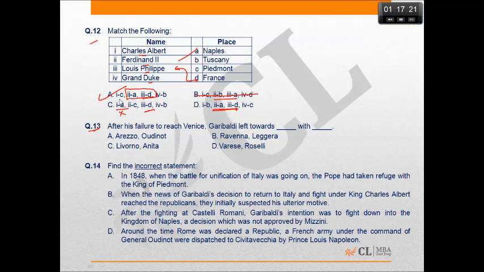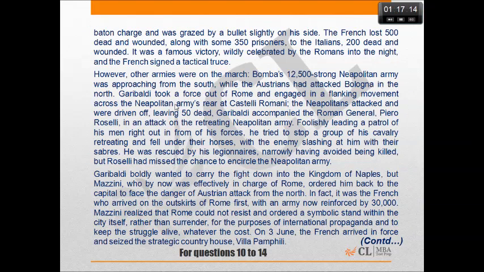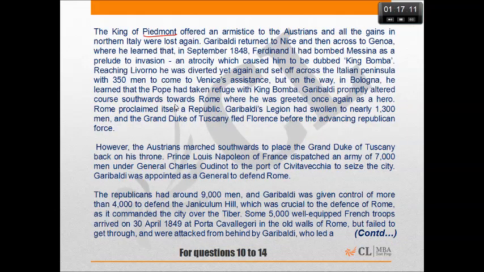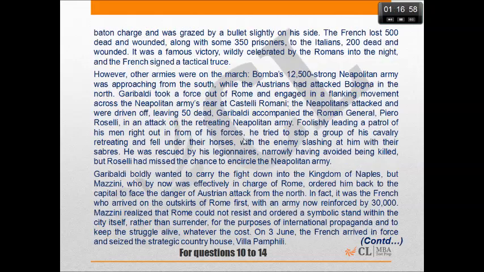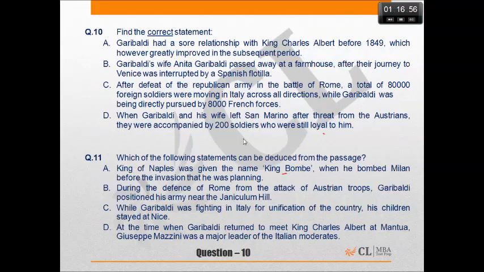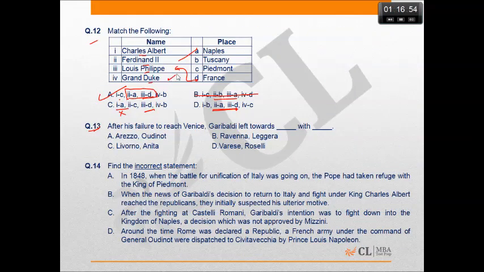I still need to see whether it is 1 and 4 AC. Charles Albert and Grand Duke. These are the ones which I need to find out. Grand Duke of Tuscany. The Austrians marched south to place the Grand Duke of Tuscany back on his throne. So Grand Duke of Tuscany, okay, so that is 4B, 4C. So this is wrong. Fortunately, I would have got the right answer in any case by luck.